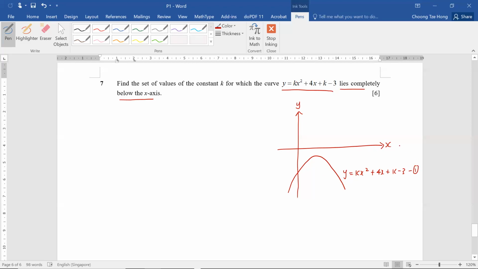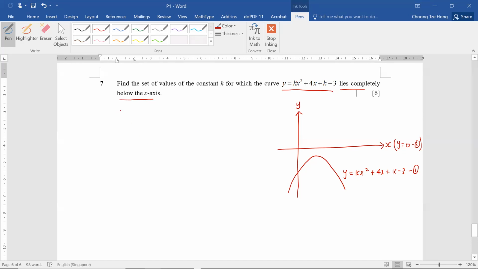The x-axis also has an equation, which is y equals 0, because on the x-axis, the y coordinate of every point is 0. So let's call this equation 2. When we try to solve simultaneously equation 1 and equation 2, we should not be able to find any solutions. In other words, the equation will have no real roots. Let's go ahead and try to solve.